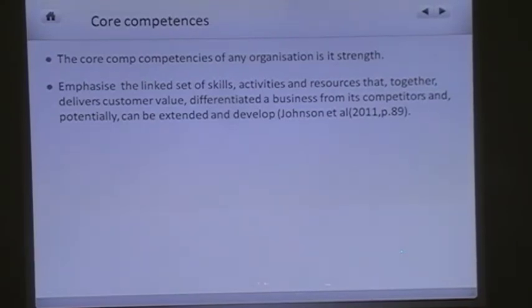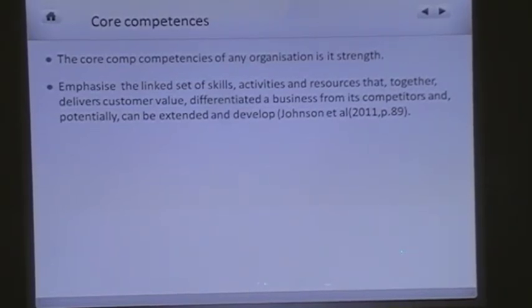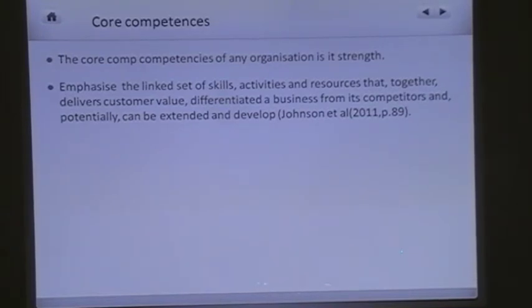Now let's look at core competencies. Some of the core competencies which are required within the organization are defined. What is a core competence? A core competence is basically the key strengths of the organization. It is based on a set of specific skills, activities, and obviously the resources that are put together to deliver a customer value.